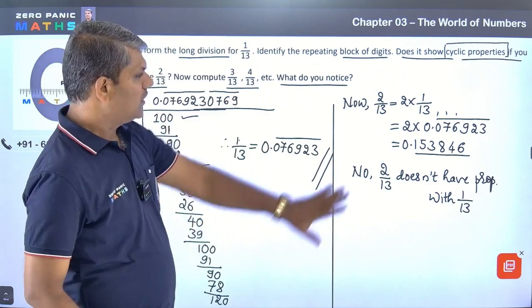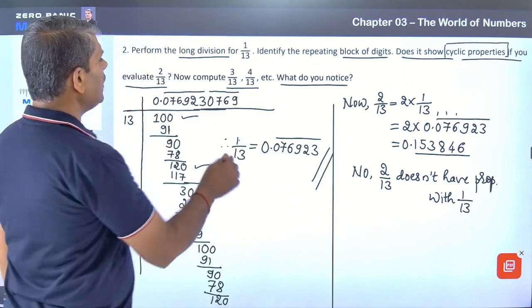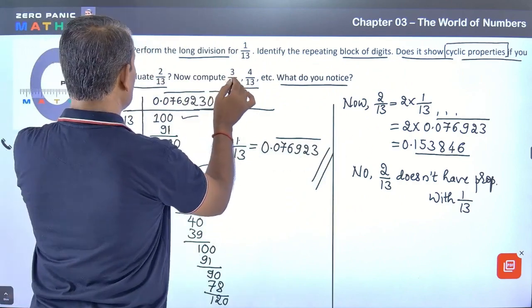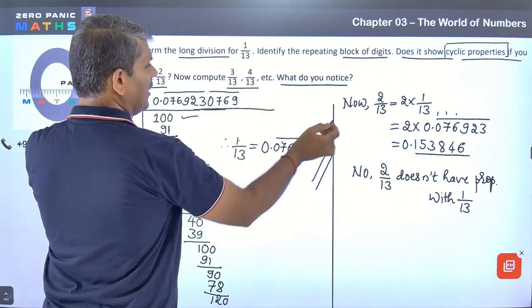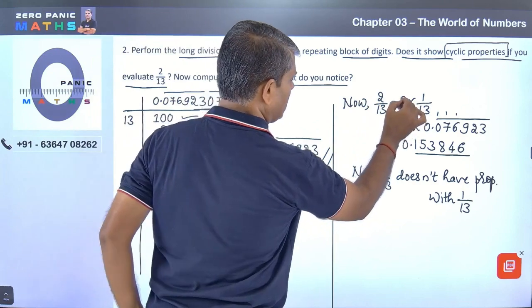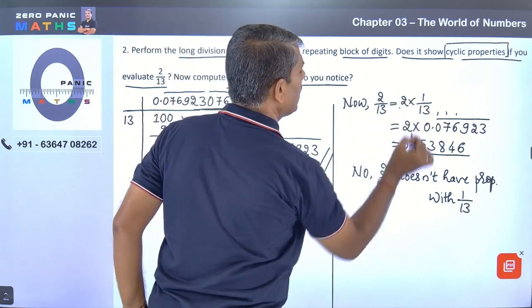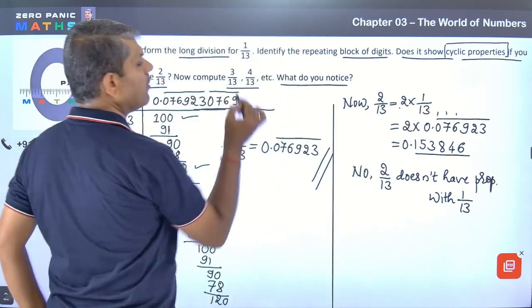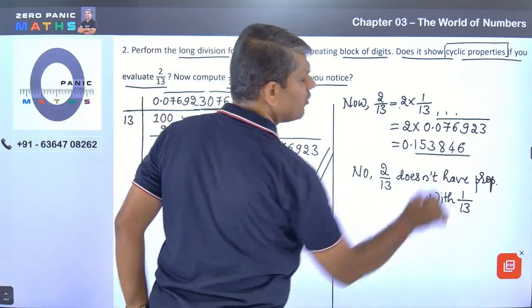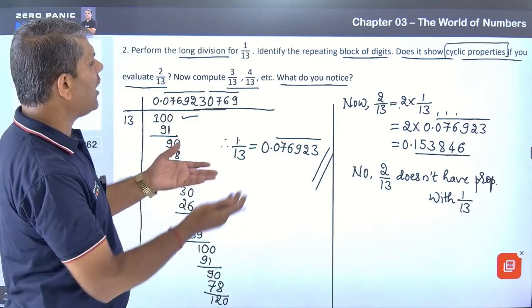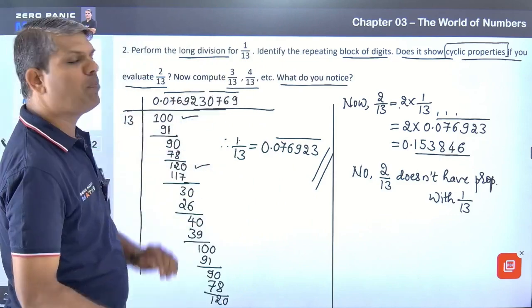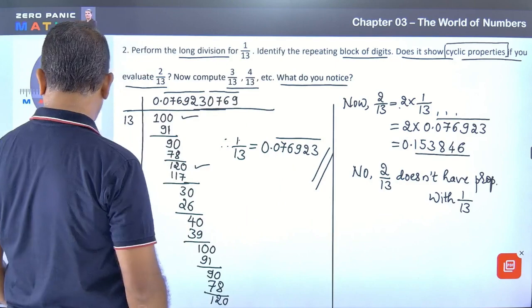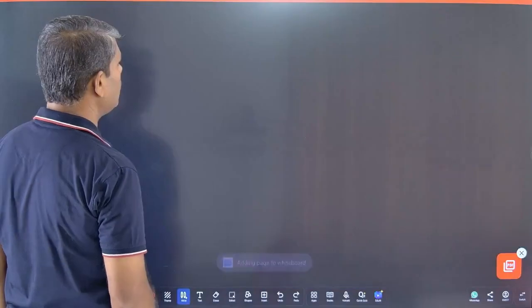Okay, so this is the second part. Now the third part: we have to compute 3 by 13 and 4 by 13 in a similar way. You just say 3 multiplied by 1 by 13 and 4 multiplied by 1 by 13, because we have already evaluated the 1 by 13 value, and identify whether they possess the cyclic property or not. Let us go to the next slide to do that.